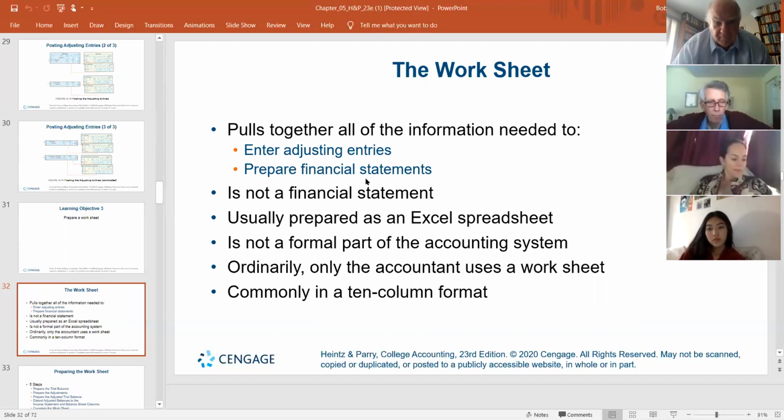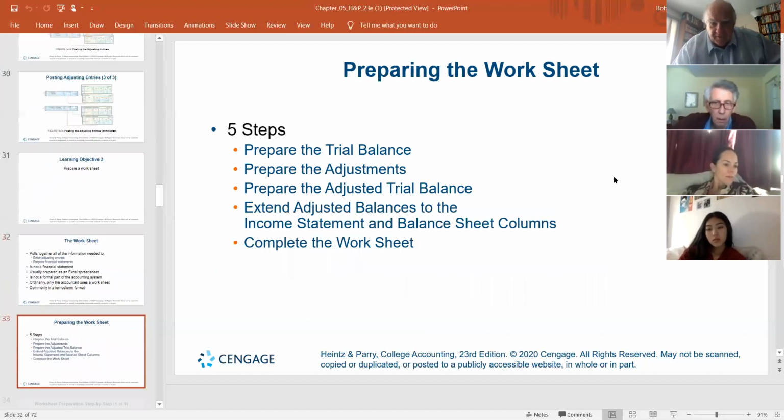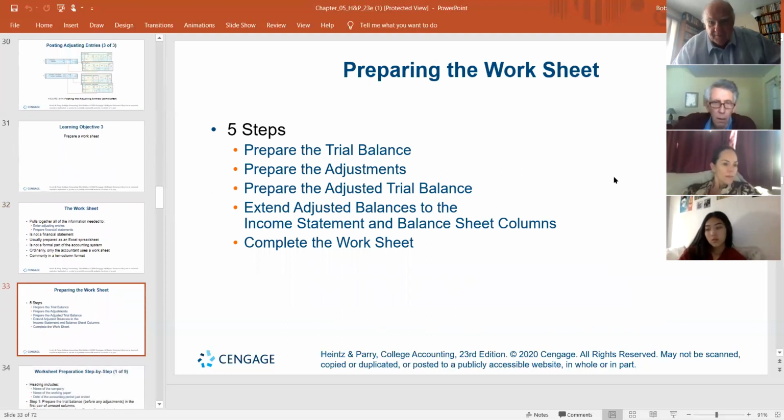The worksheet pulls everything together and probably is going to be in Excel. The worksheet is not a financial statement. It's just a piece of scrap paper to organize things. The accounting guys and women are the only ones who can even see this thing. And it's going to be a 10-column format.